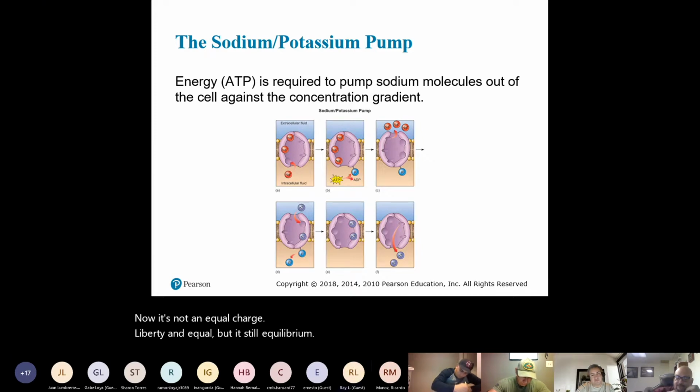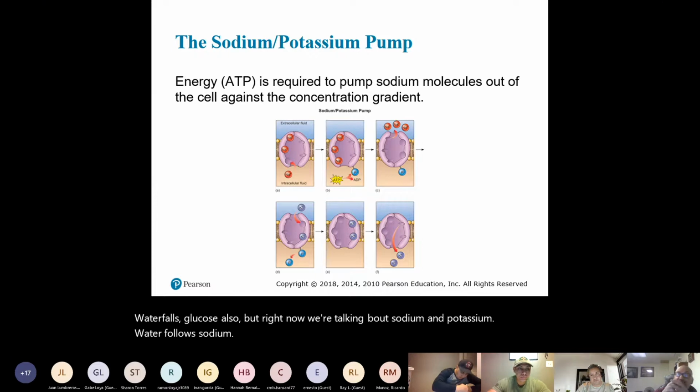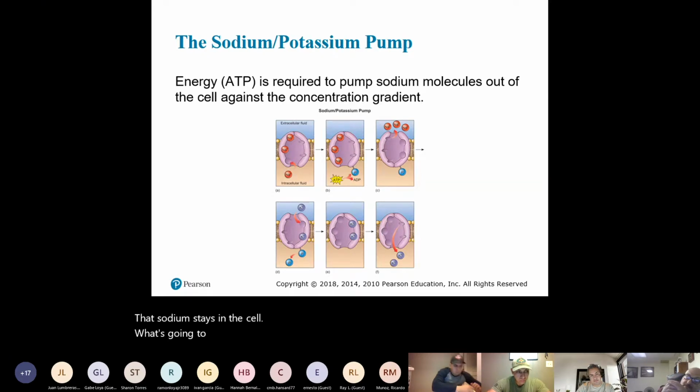With sodium, water follows it. Water follows glucose also, but right now we're talking about sodium and potassium. Water follows sodium. It starts out inside the cell. If that sodium stays in the cell, what's going to happen to that cell? It's going to swell.